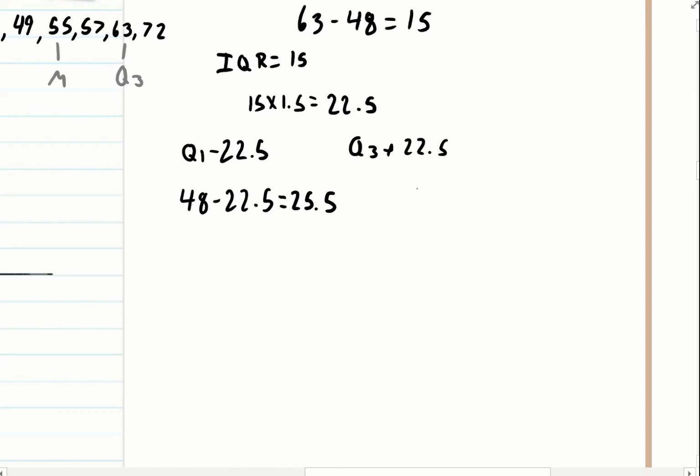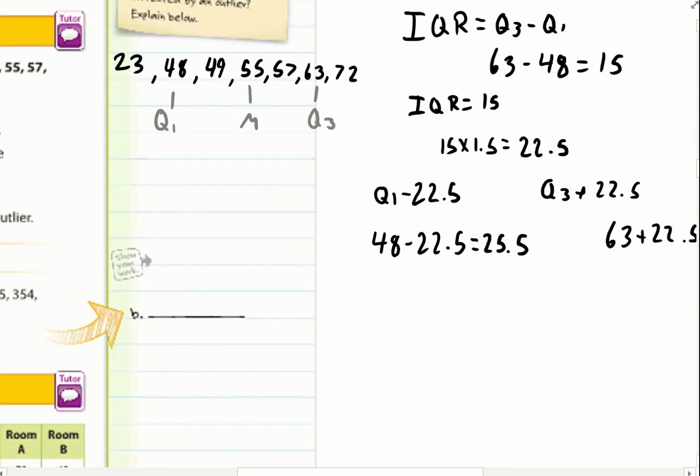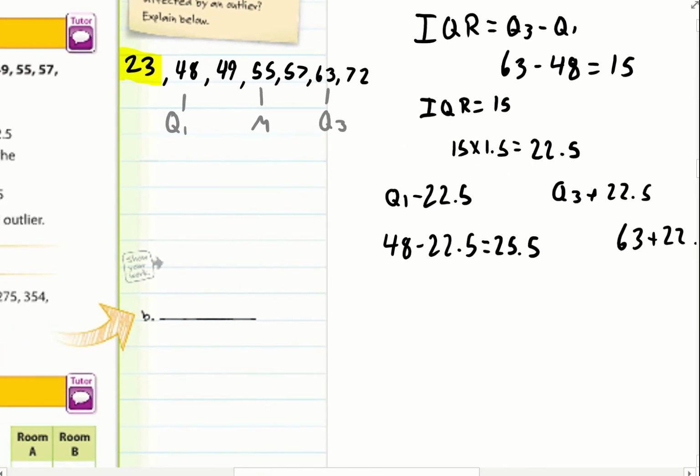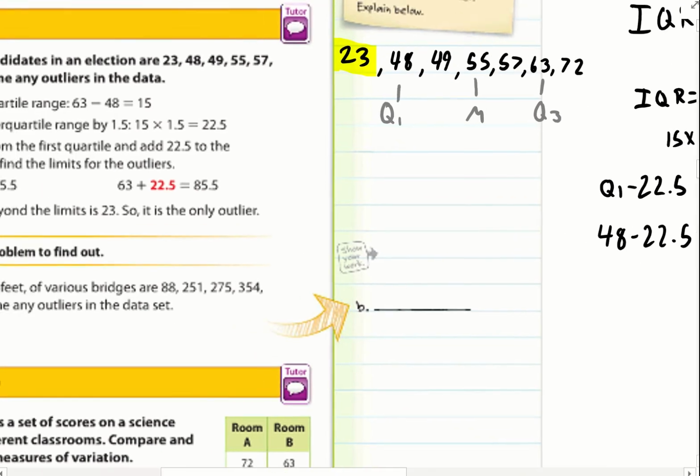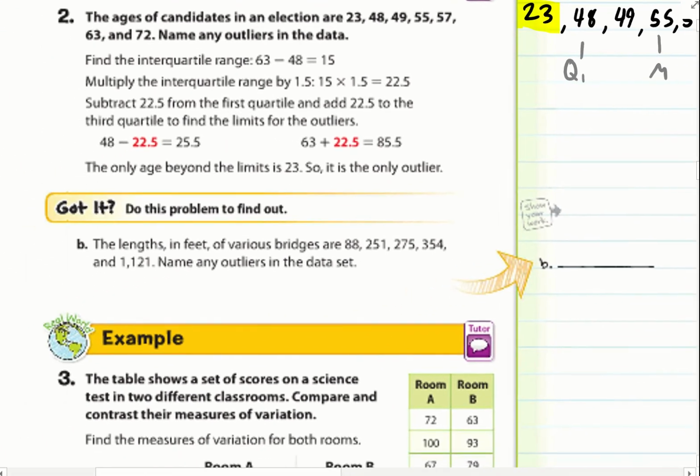Now for Q3, it is 63 plus 22.5, and that's going to equal 85.5. So any number higher than 85.5 is an outlier. So if I look at my list of numbers, below 25.5 is 23. If I have any numbers above 85.5, which is none, so my outlier is 23. That is the only outlier.